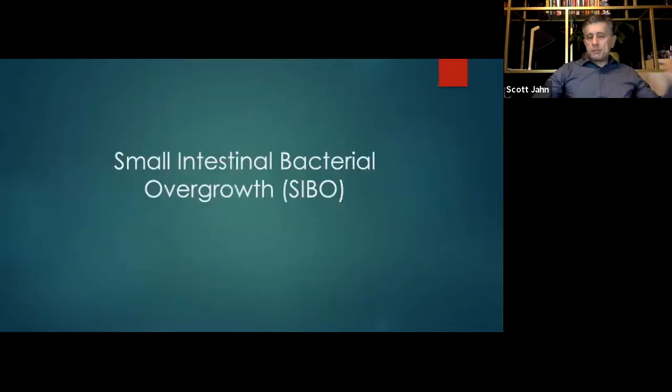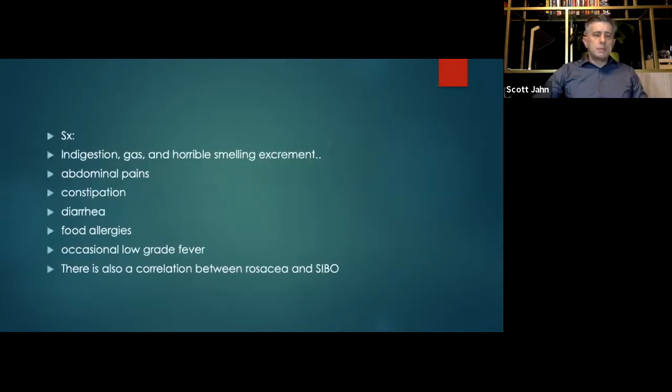So the biggest problem that we have in the small intestine is bacterial overgrowth, right? Known as SIBO, small intestine bacterial overgrowth. Symptoms would include indigestion, gas, bad smelling feces, abdominal pains, constipation or diarrhea, food allergies. Sometimes you get a low-grade fever, and there's a correlation between rosacea, which is a reddening of the skin, and SIBO. So SIBO is almost always caused by irritable bowel syndrome, right? It gives the bacteria an opportunistic infection to take hold.